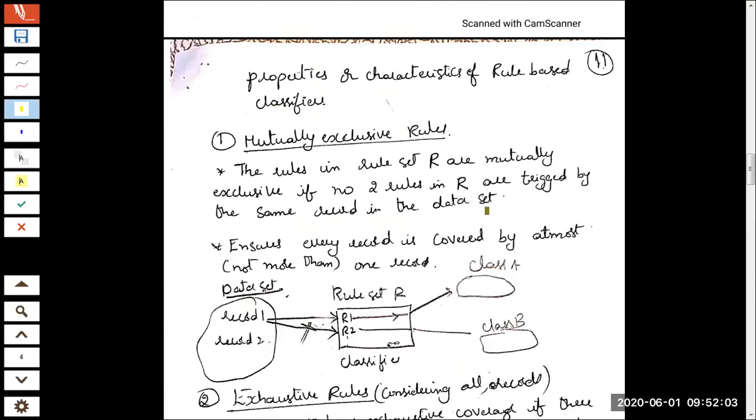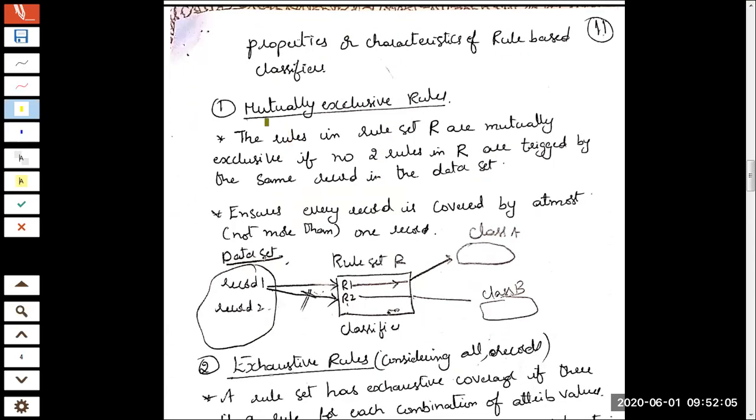Now we see a few properties or characteristics of a rule-based classifier. We have a solution for the previous problem. What is that? We will see. The first property of a rule-based classifier is that rules should be mutually exclusive. What do you mean by this? I think if you read the statement and based on your previous understanding, things will be clear.